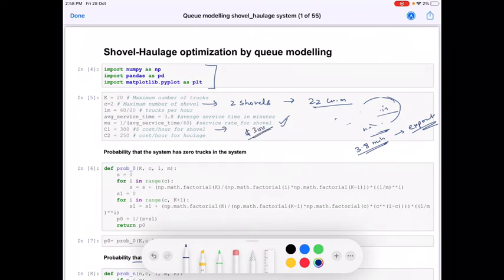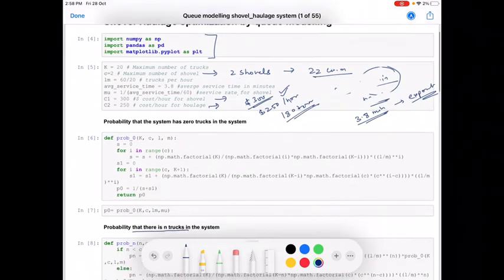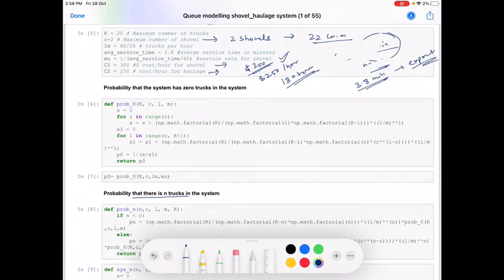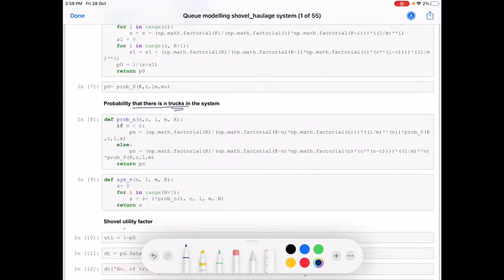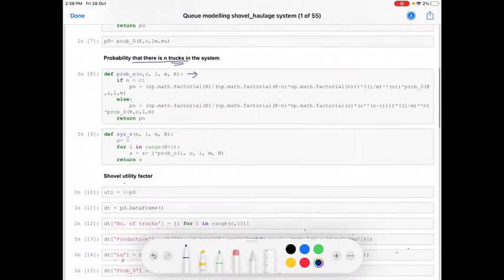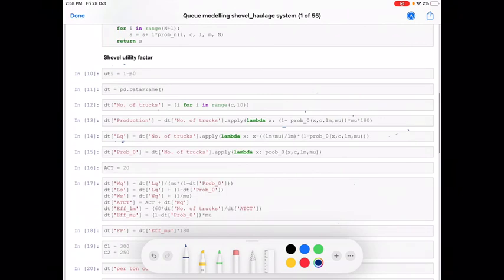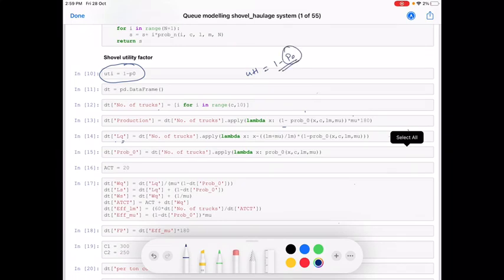So this cost depends, as I have already discussed, upon many factors. Then I have also taken $250 per hour cost for a 180 ton dump truck. So you can calculate based on the data available with you. Then the probability that the system has zero trucks, this function will give this. Then the probability that the system has n trucks, this function will calculate the probability that there are n number of trucks in the system. You can calculate the utilization factor. So the utilization factor will be 1 minus P0, the probability that there will be zero trucks in the system.